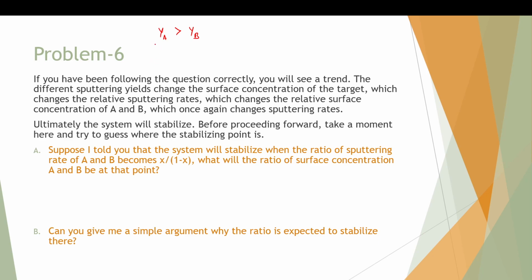Because YA is greater than YB, that means that the sputtering rate of A is higher than sputtering rate of B. So more A atoms will be sputtered. The surface concentration will readjust so that there is more B on the surface compared to A. Then the sputtering rate of B will go on increasing, and this will go on until we reach some steady state. So ultimately the system will stabilize. Before proceeding forward, take a moment here and try to guess where the system will stabilize.